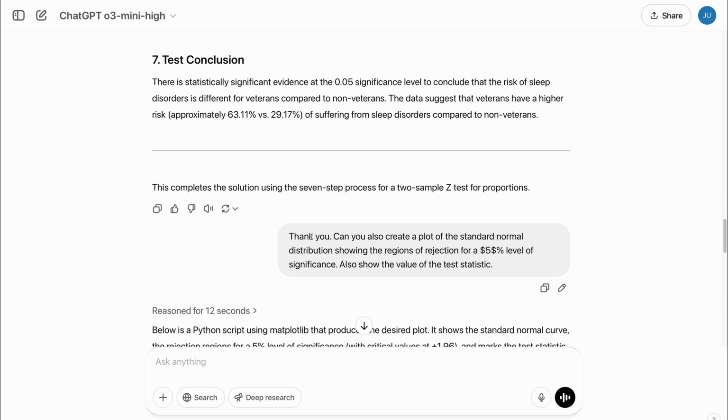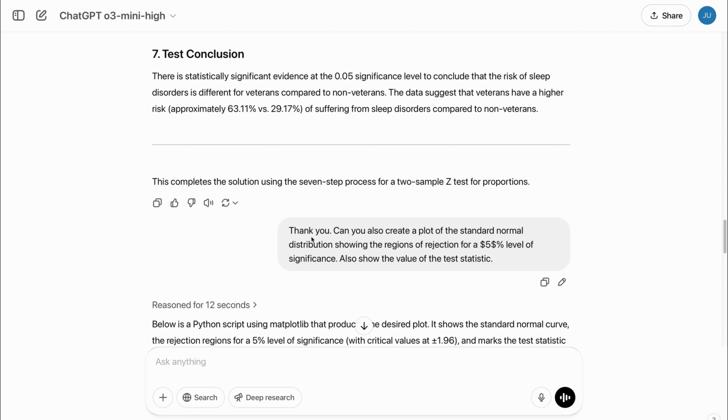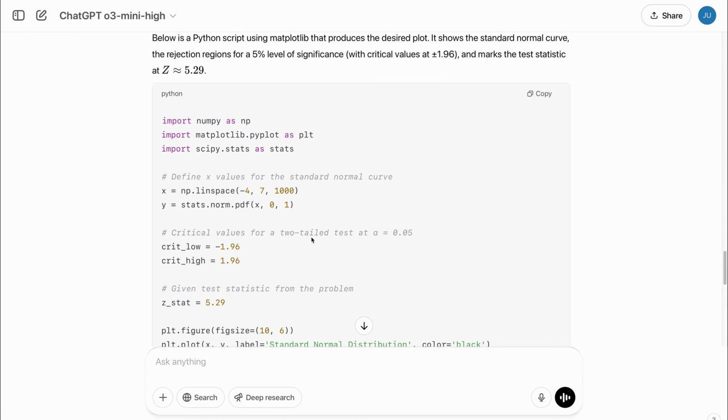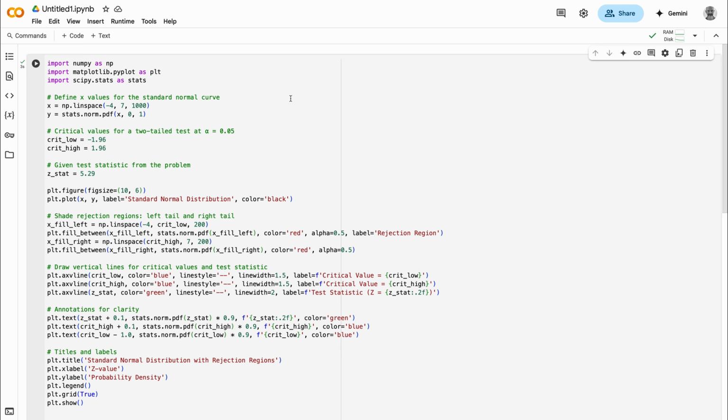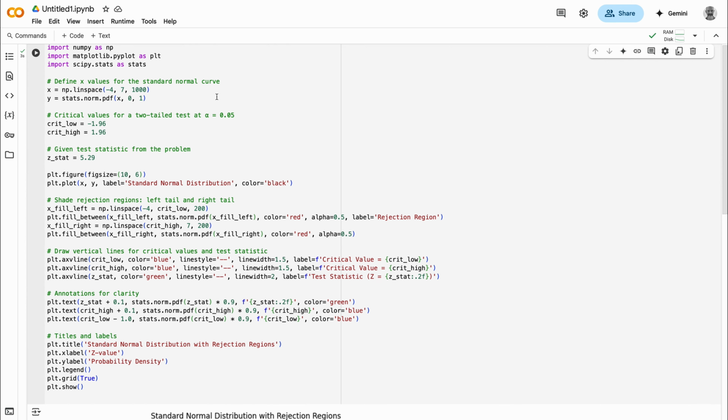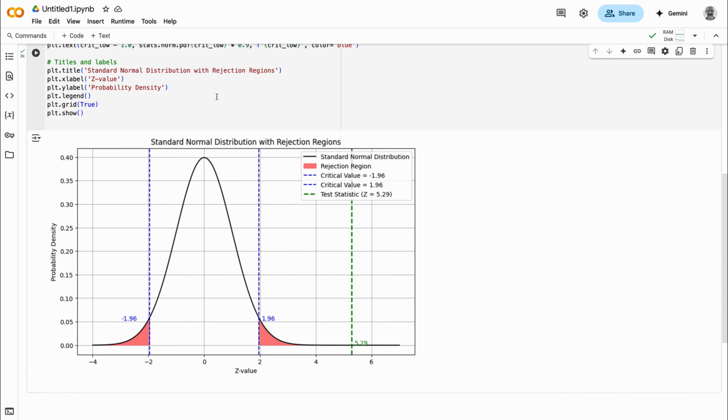Could you also create a plot of the standard normal distribution showing the regions of rejection for a 5% level of significance and show the value of the test statistic? And it gives me this Python code, and I've done the following. I've pasted this into a notebook. If you go to your Google Drive, you say File, New, and instead of Google Sheets or a Google Doc, you'll say a Google Colab notebook. And you can just paste this code into a Google notebook, and there's the result.